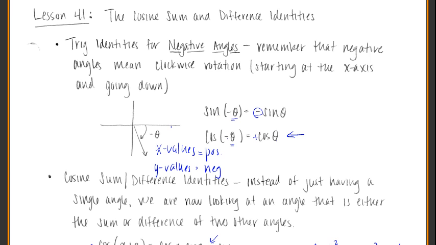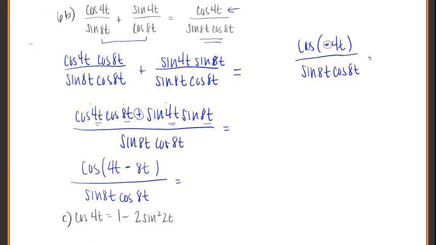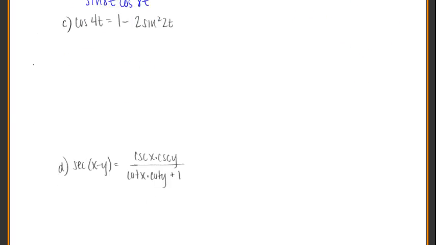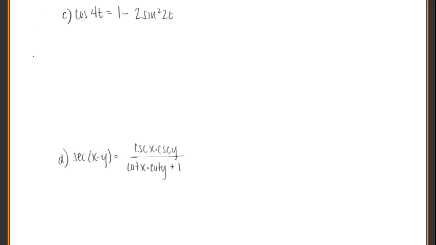Alright, so let's go back to the problem. The cosine of a negative angle actually does equal a positive angle. So this is the same thing as the cosine of 4t over sine of 8t, cosine of 8t, and we can call this one done. Alright, last two before we call this section done right here.